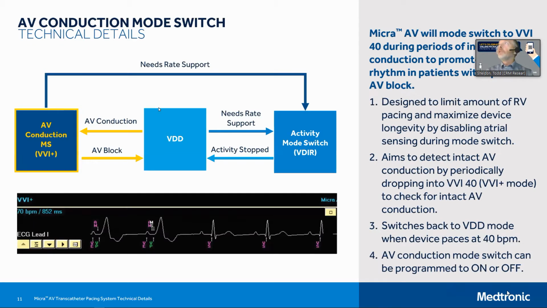We also have a feature called the AV conduction mode switch, that helps for patients with episodic AV block. Our predominant mode is VDD, but then we'll switch to VVI 40 if the patient has conduction. And then if they go into AV block, we'll switch back to VDD mode. Once we go into that AV conduction mode switch, we can turn the accelerometer off. There's very little pacing and very little accelerometer use, and so the device longevity gets really enhanced by that. And if they do switch into AV block, the device will automatically detect that and switch back to VDD.